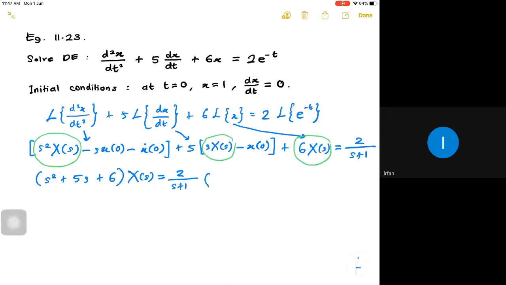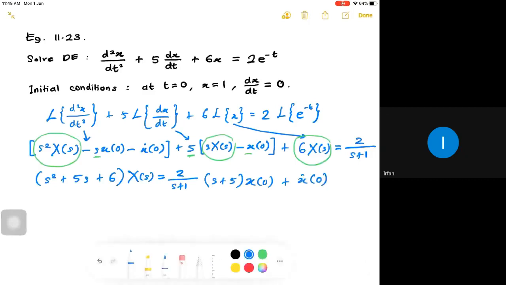So s plus 5 x 0. So where this comes from is the x 0 component, s and negative 5. And finally, the x dot. Okay. So we put this other component, this one, and this one to the right hand side.